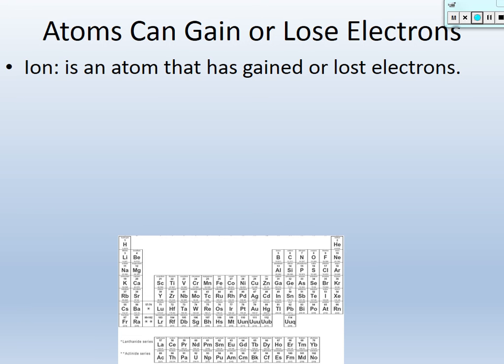Okay, let's start learning about a new concept. We haven't talked about this before, but atoms can gain or lose electrons. You can take electrons away, and you can give atoms electrons. So an ion is an atom that has gained or lost electrons. You need to write that in your notes, I'm pretty sure. An ion is an atom that has gained or lost electrons. So if it's missing electrons or it's got extra ones, we call it an ion.